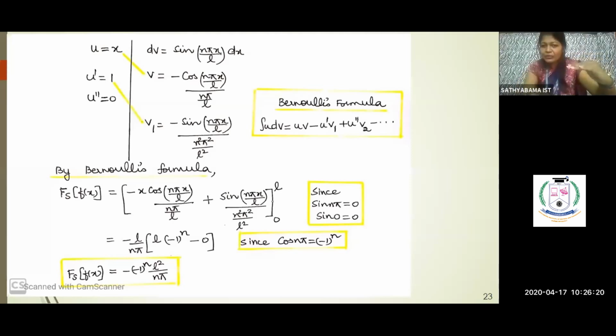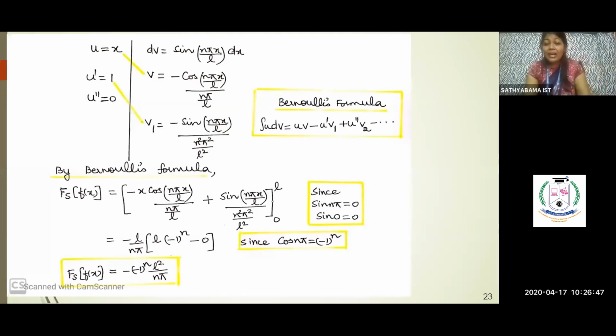Now what is the coefficient of u dash in Bernoulli's formula? It is v1. So under V, I will find only till V1. It is enough if I find till V1. Okay. So that is why I found V and V1. Now, how do you find V? V is integral of dV. Now, what is integral of sine? It is minus cos. So minus cos of n pi x by L divided by, you divide by the constant. Isn't it? What is the constant here? N pi by L. X is the variable. N pi by L is the constant. So you divide by n pi by L.